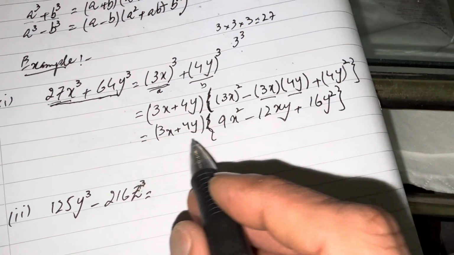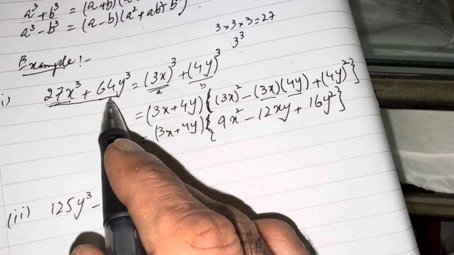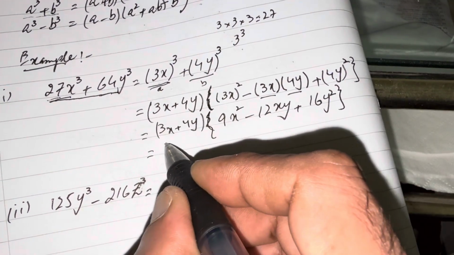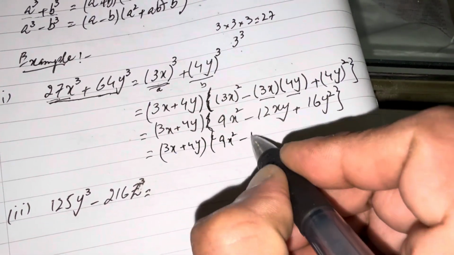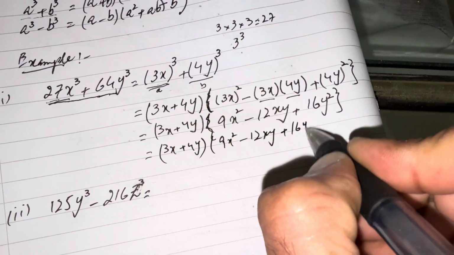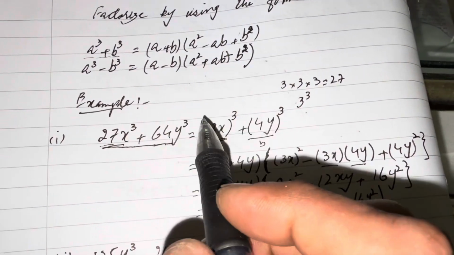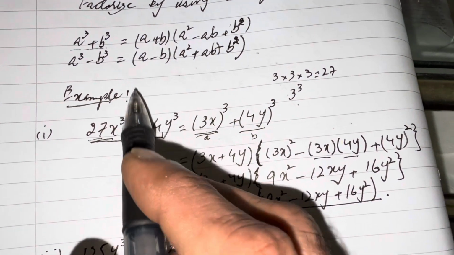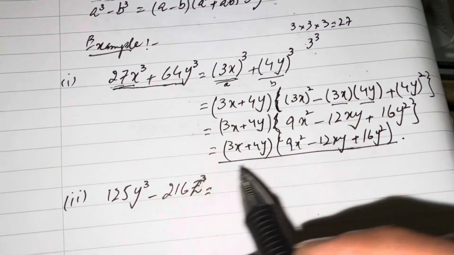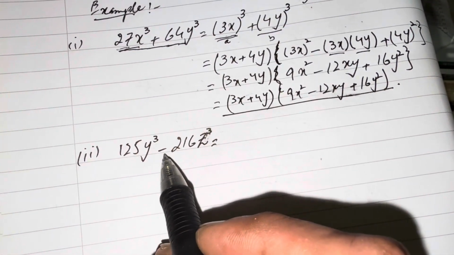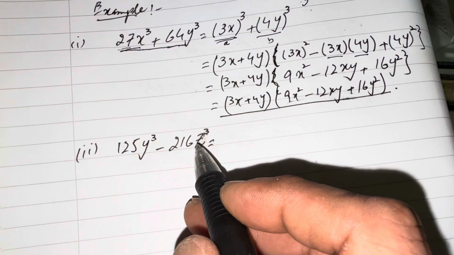So we have factorized this expression according to this formula. Now let us simplify it a little more: (3x plus 4y) into (9x square minus 12xy plus 16y square). This is your factorization by using this formula. So it is a very easy way to understand how we can factorize by using these kinds of formulas. Similarly, I have written a second example here which has a minus sign, so we will solve and prove it through the same process.